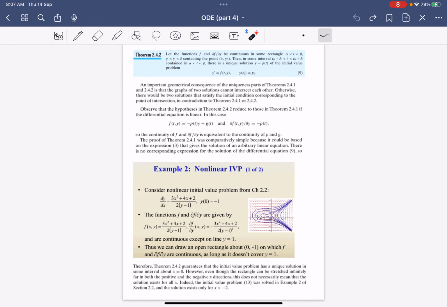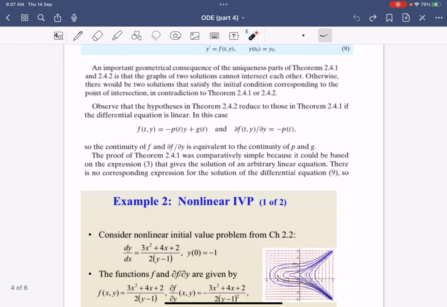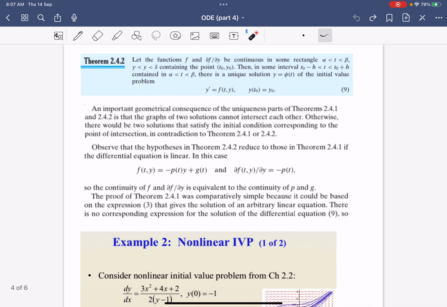So this means that this ODE may or may not be linear, but we still know that there will be a unique solution, but we might not be able to tell what this interval is until solving it.